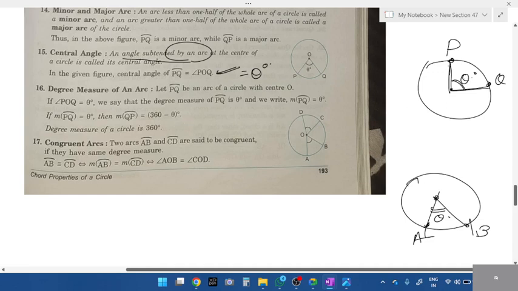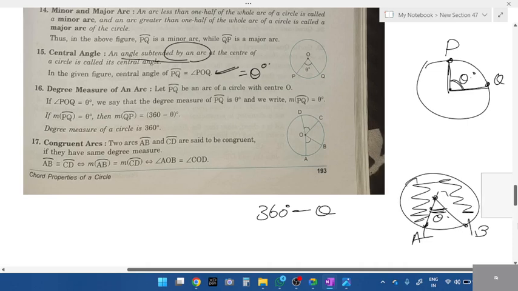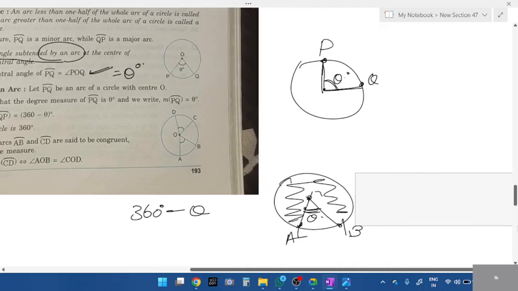Degree measure is, what's the total degree? What's the total angle, students, of a circle? 360. 360 minus this theta will give you the remaining angle, remaining part. 360 minus theta. Remember the formula. 360 minus, then congruent arc.